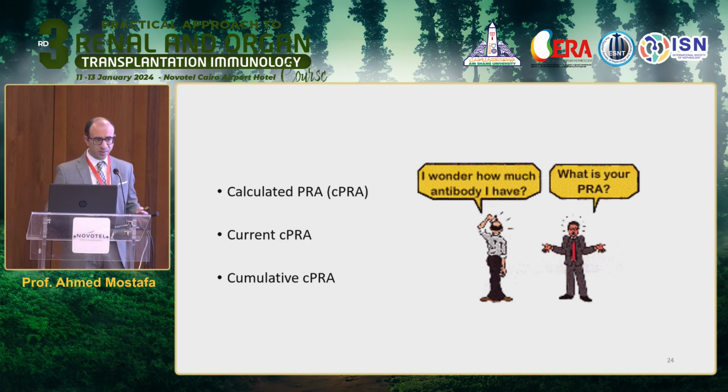And now I'm going to talk about 3 different definitions. We have what we call the calculated PRA, or the CPRA, the current CPRA, and the cumulative CPRA.